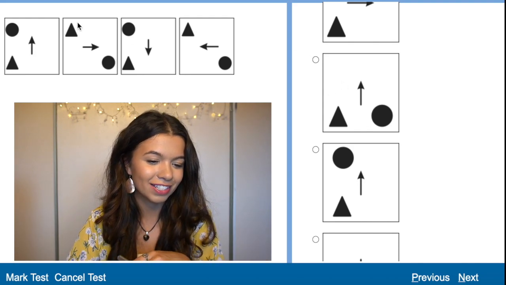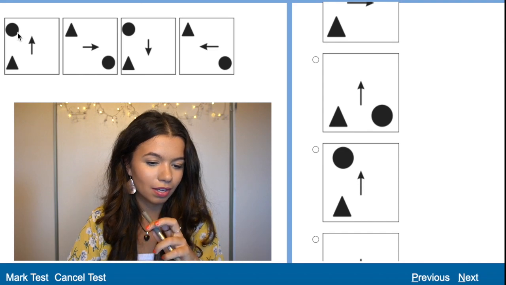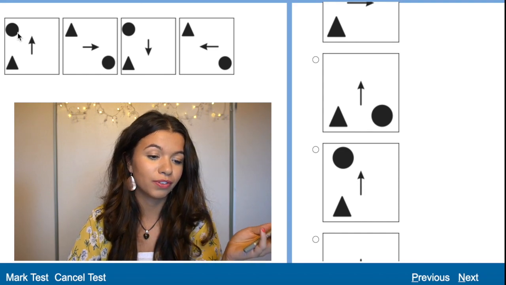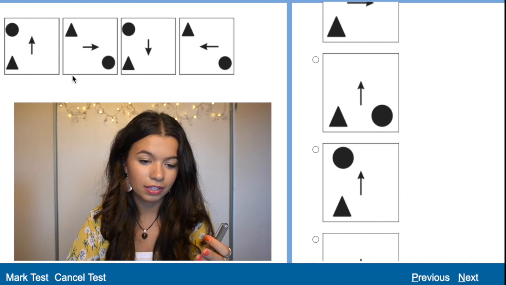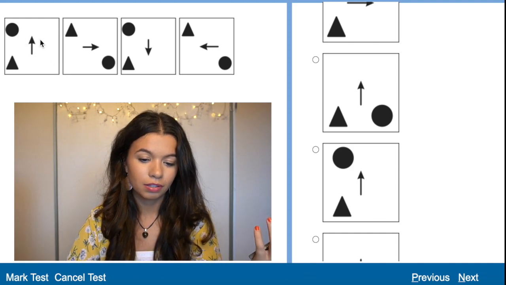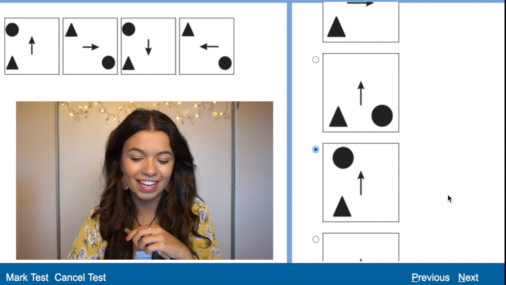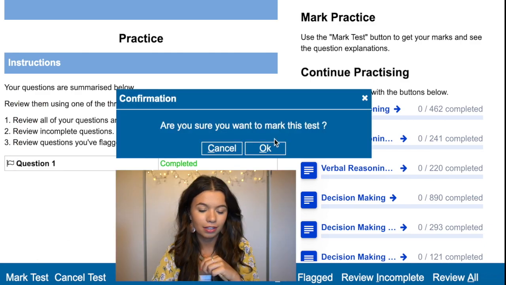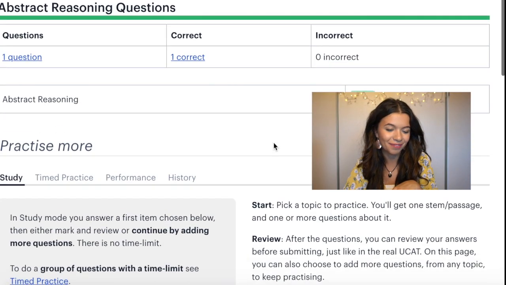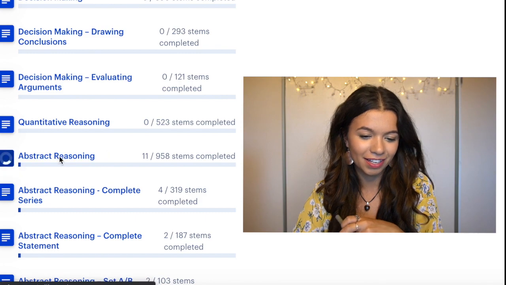Classic. So now let's look at the circle. The circle moves from upper left to lower right to upper left to lower right. So it will be in upper left. So I'm going to go with this answer here. So let's see if that was correct. Mark test. Okay, yeah, we've got it correct. Okay, last few and then we'll call it a day.